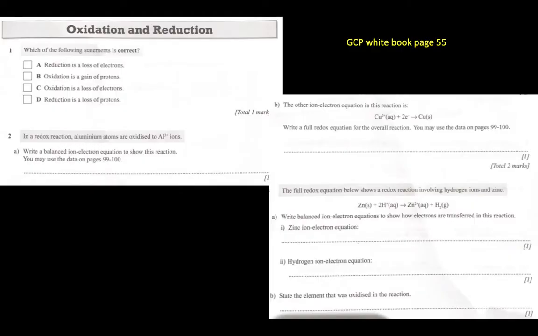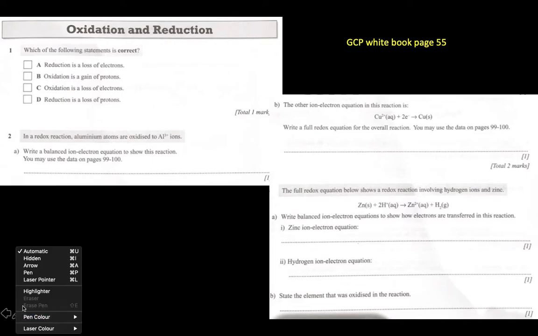Now, before we go on, as agreed last time, what I'm going to do is go over the white workbook pages on oxidation and reduction. So page 55, I asked you to do last time, I'm going to go over that now.